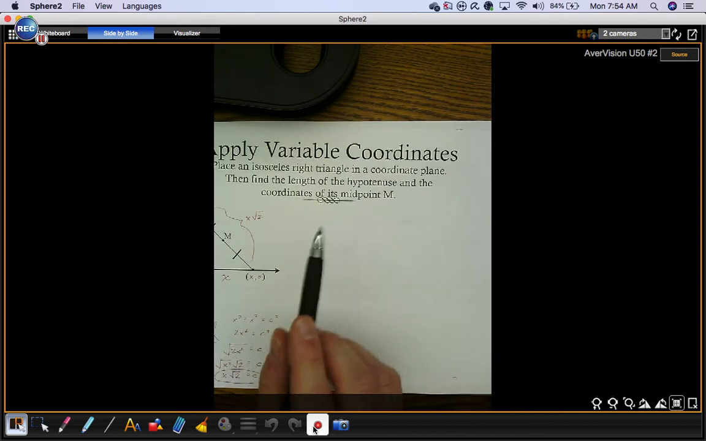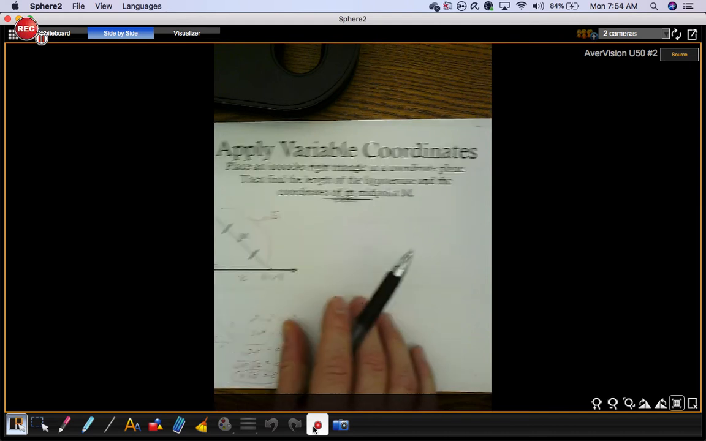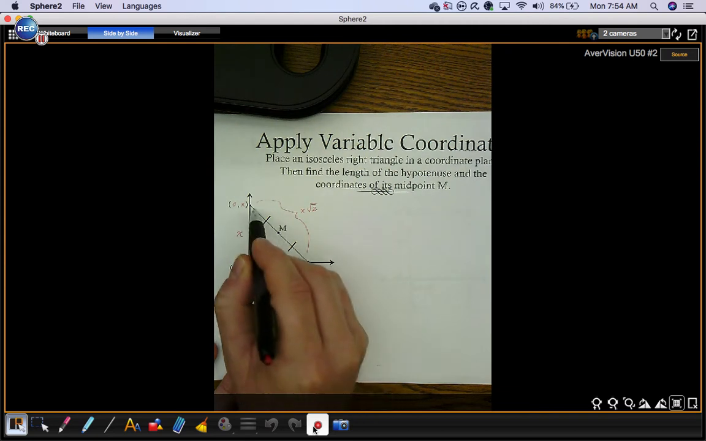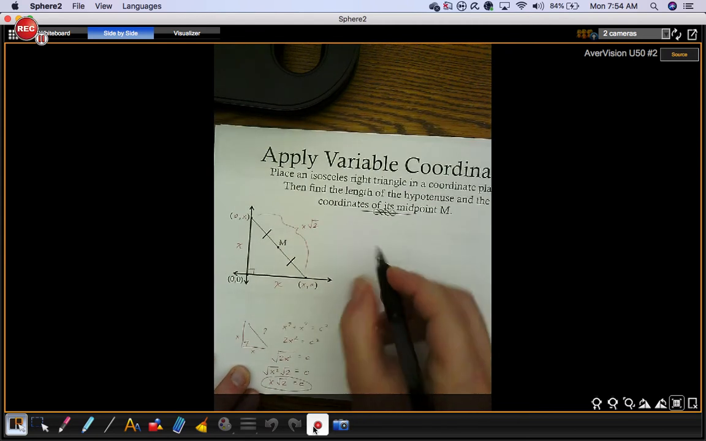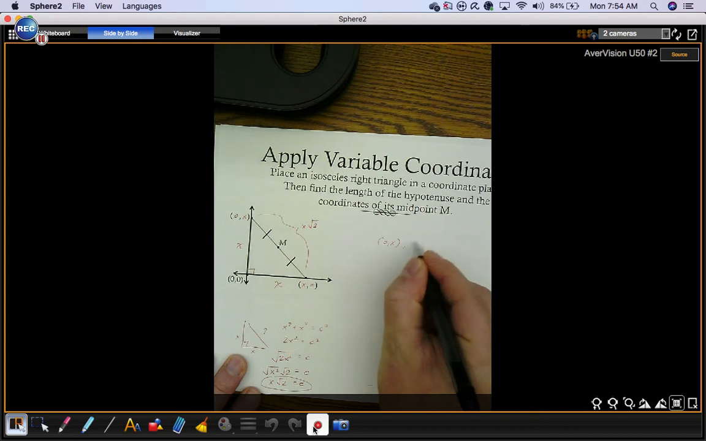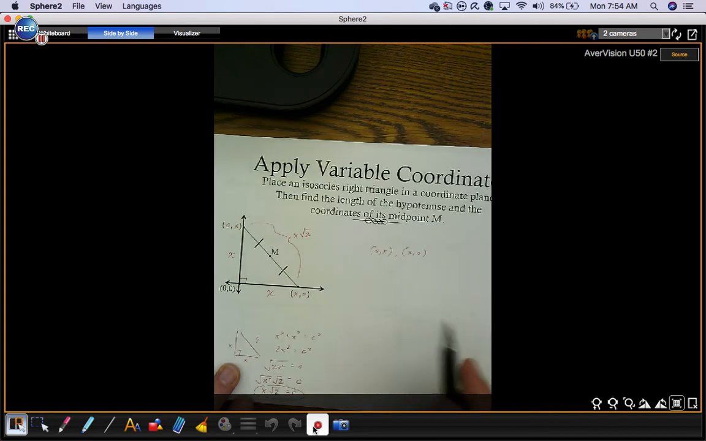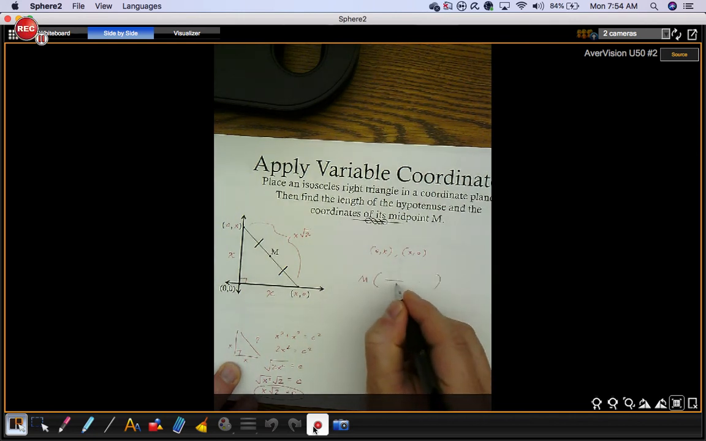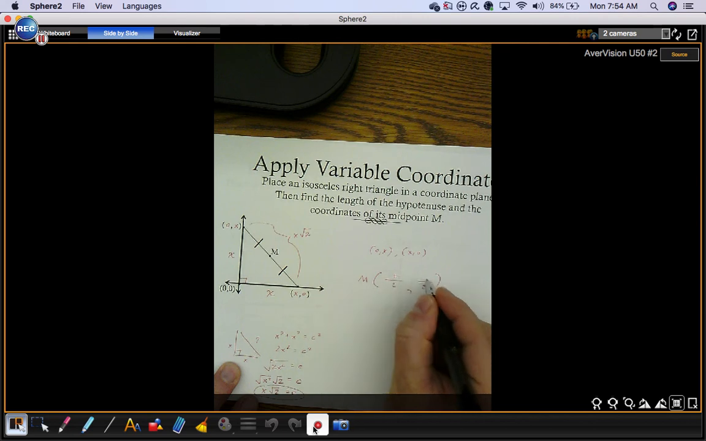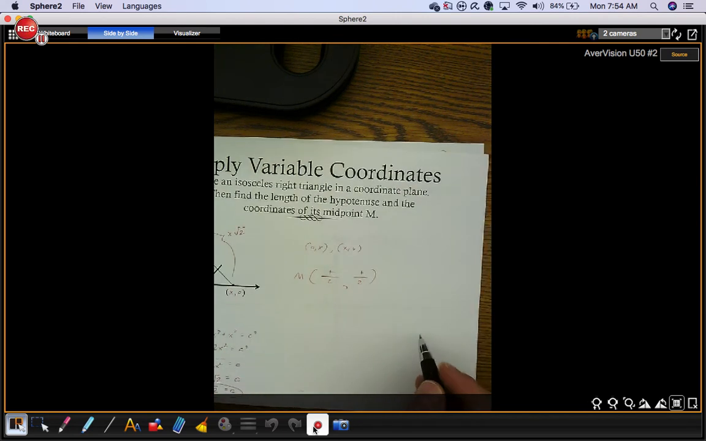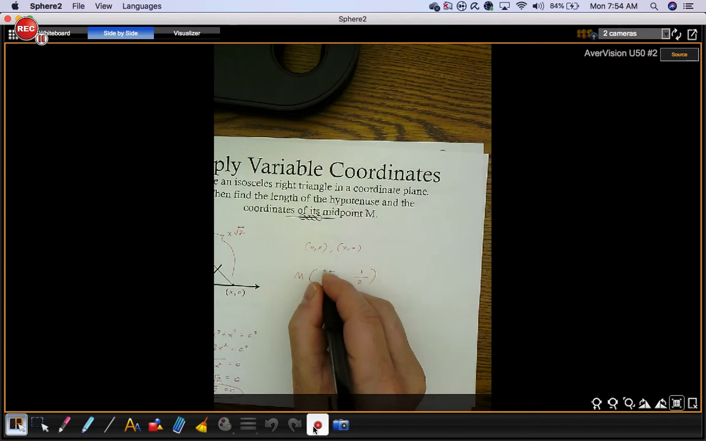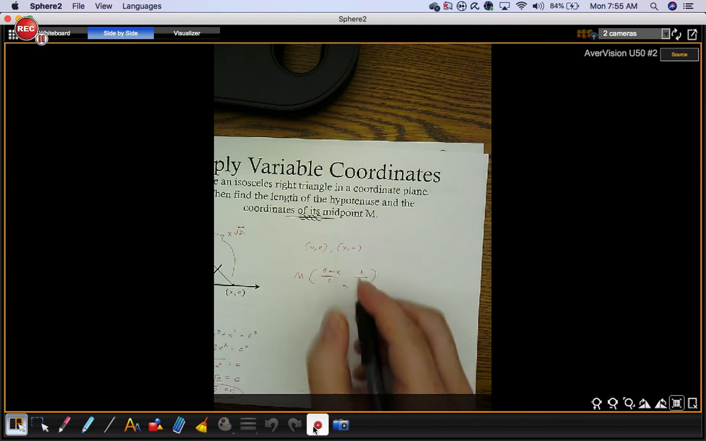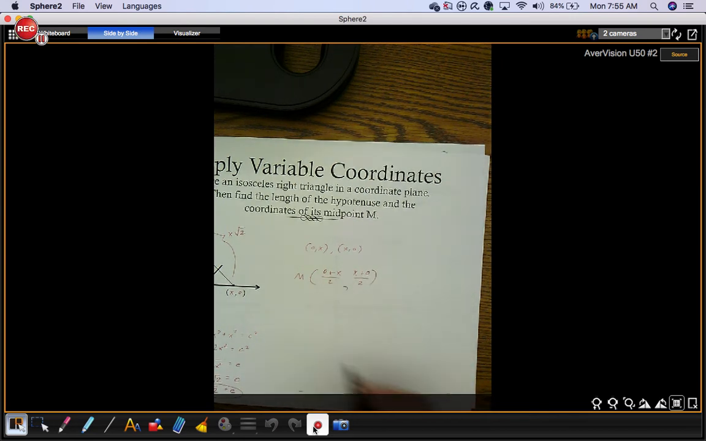Now, they also want you to find the coordinates of this midpoint. So where does this guy live? So how do you find the midpoint of a segment? Remember, you average the coordinates of the endpoints. So we have a (0, x) and we have an (x, 0). We want to add the x's and divide by 2. So our midpoint is going to look like this. That's how you find a midpoint, remember. Add your x's, 0 and x, divide by 2. Add your y's, x and 0, divide by 2.